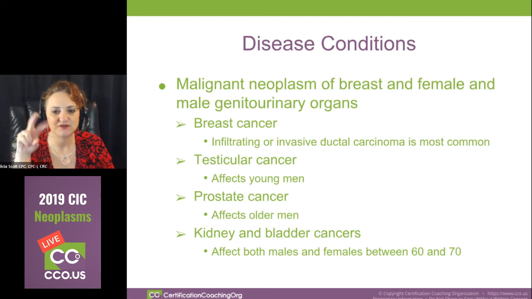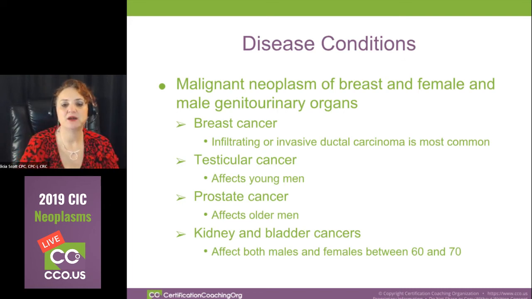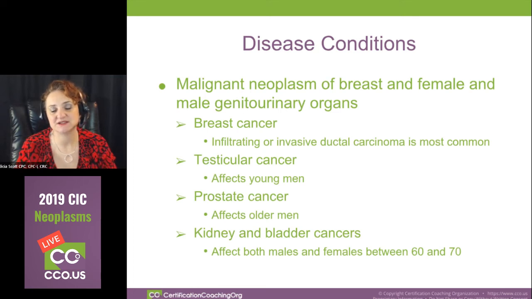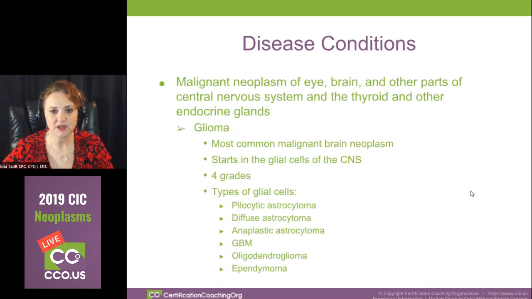Kidney and bladder cancers can affect both men and women as well. But for the most part, statistics have shown us that it happens between 60 and 70 years of age. So you don't end up seeing kidney and bladder cancers in people unless they're older. Now, that isn't the same as things like cervical cancer and uterine cancer, of course. Those are specific to women. So what about other organ cancers like the eyes, the brain, the CNS, thyroid, and endocrine cancers?